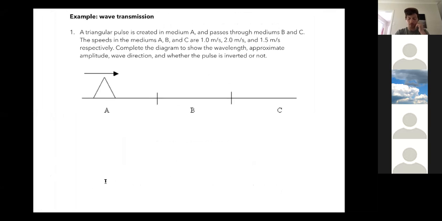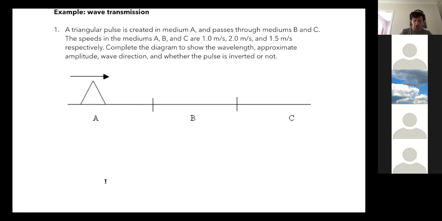So we've got a triangular wave pulse that's going through three different mediums A, B, and C. So three different types of materials, say three different types of string. Say fishing line, thick rope, and shoelace. Sure, okay, three different ropes. It tells us that the speeds are 1 meter per second, 2 meters per second, and 1.5 meters per second. So let's go ahead and throw that on here. We're gonna get the velocity in A is 1 meter per second, the velocity in B is 2 meters per second, and the velocity in C is 1.5 meters per second, okay?